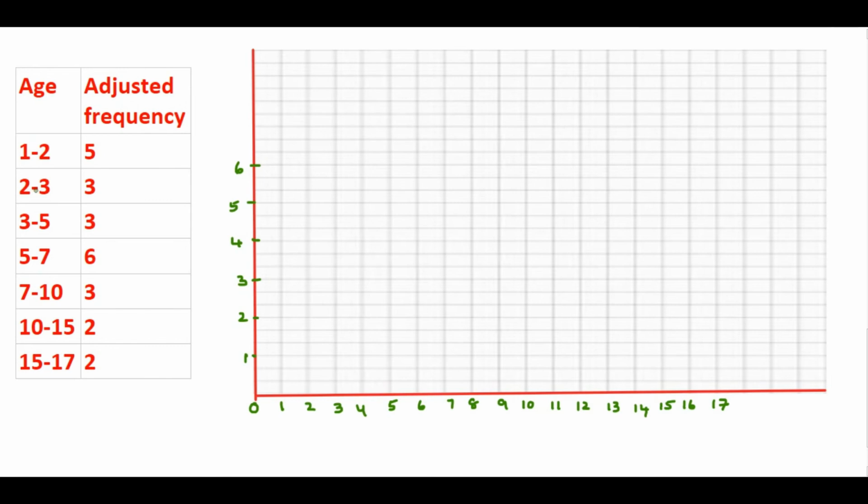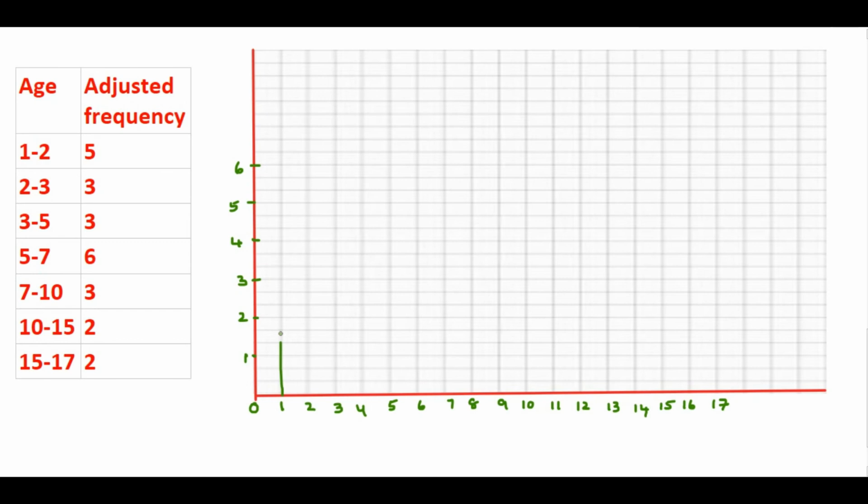Since the class intervals are not of the same size, you can see here the class size for 1 to 2 is 1, class size for this class interval 2 to 3 is again 1, but the class size for this class interval 3 to 5 is 2. So since the class sizes are different, we are drawing the histogram of varying width. For that we need adjusted frequency, and we got the adjusted frequency using the formula minimum class size divided by class size into frequency. So 1 to 2 it is 5.